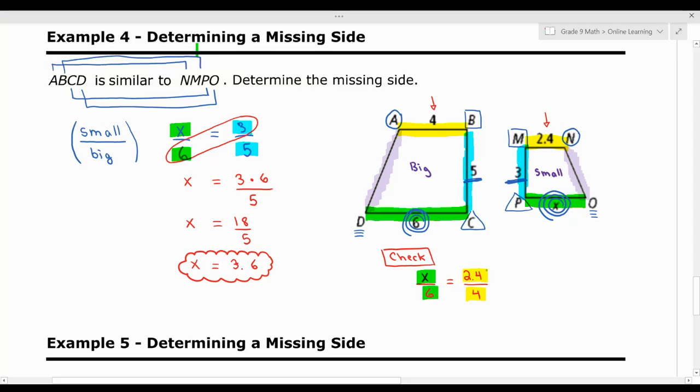If I were to cross multiply here, you would get x is equal to 2.4 times 6 divided by 4. Running out of room there. 2.4 times 6. This would give you a value of 14.4 divided by 4. And if you calculate that, you will notice you still get the exact same length. So this question actually has 2 possible ways for you to solve it.